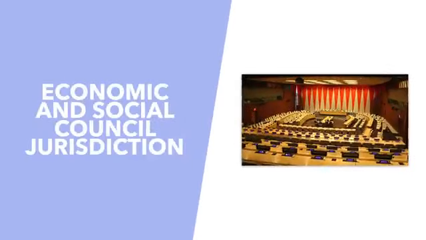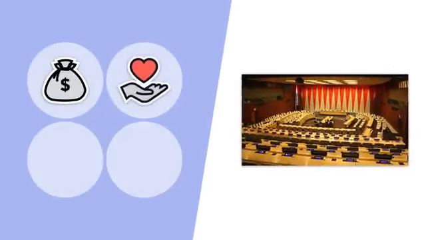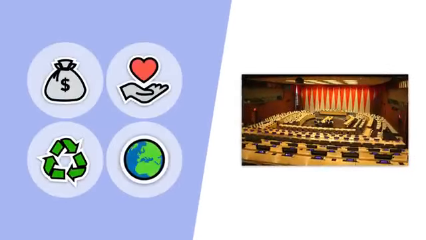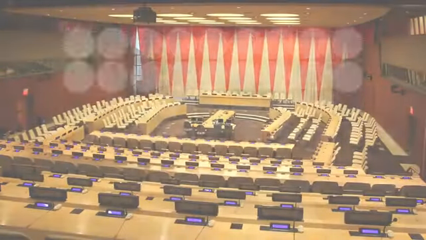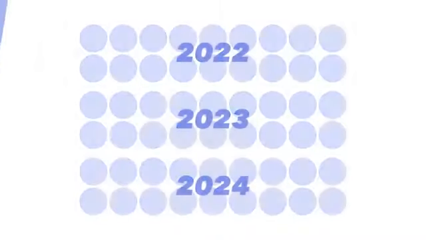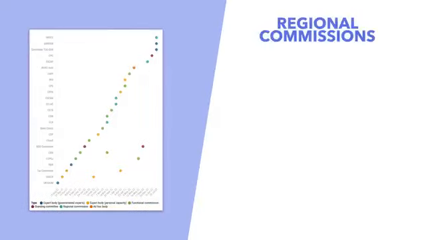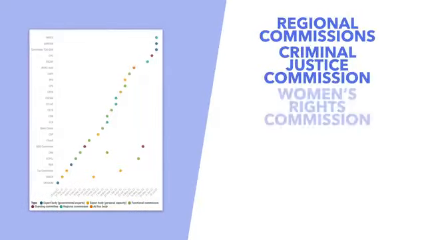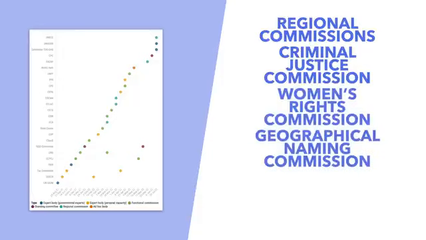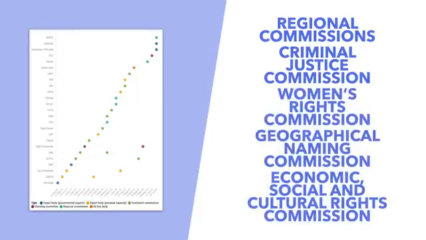The Council has jurisdiction over matters of economy, social welfare, environment, and international development. The Council has 54 members, elected by the General Assembly for 3 years, with 18 seats up each year. The Council currently has 30 subsidiary bodies, ranging from regional commissions to bodies concerning criminal justice, women's rights, geographical names, and economic, social, and cultural rights.